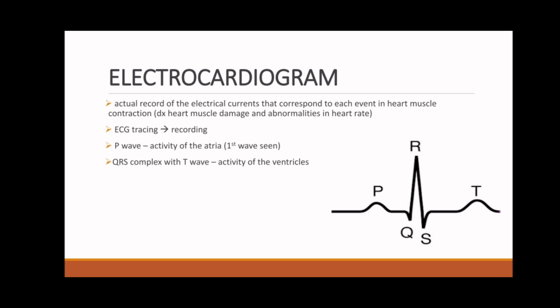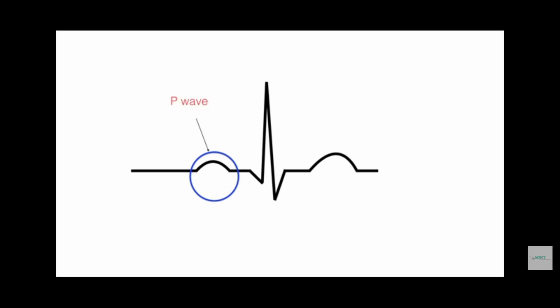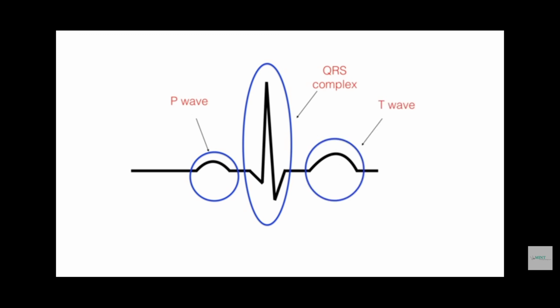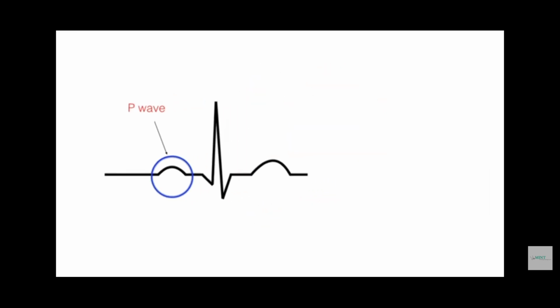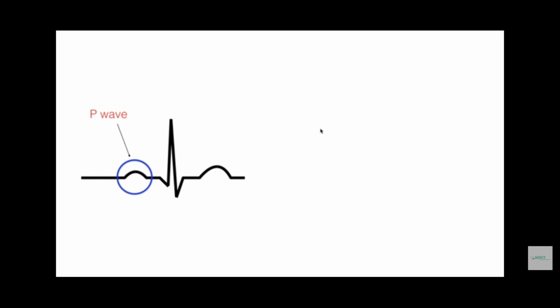Heart contractions are recorded as waves when electrodes are placed on the skin. So those wires that are placed on the skin. The P wave of the tracing represents the activity of the atria and is usually the first wave seen. The QRS complex, a collection of three waves, along with the T wave, represents the activity of the ventricles. An ECG is useful in diagnosing heart muscle damage and abnormalities in the heart.